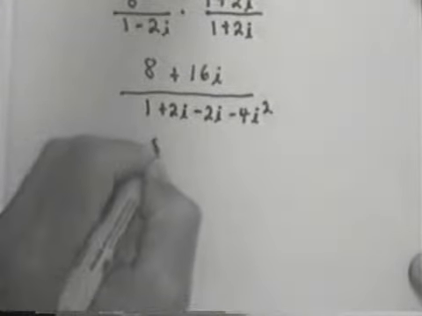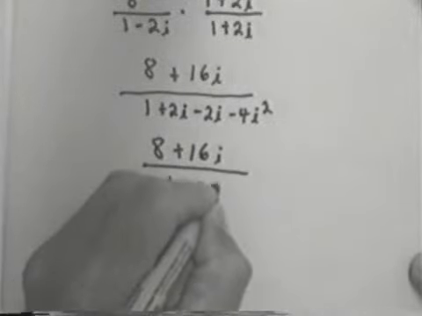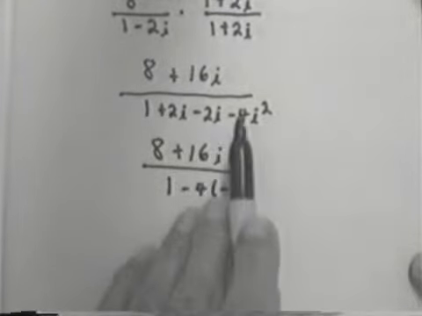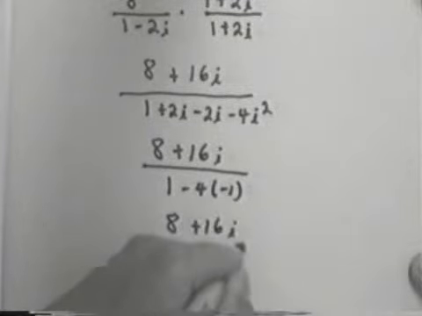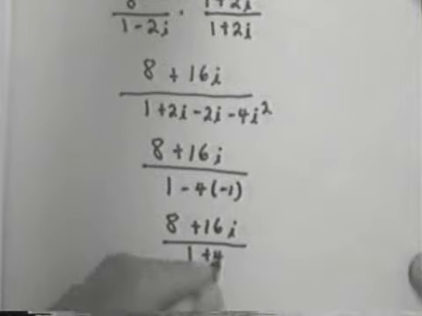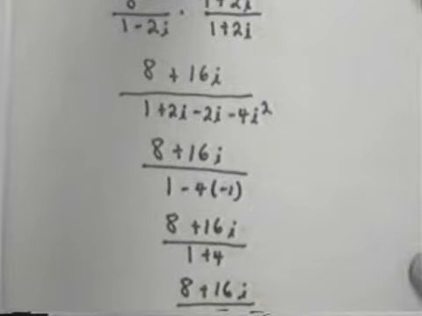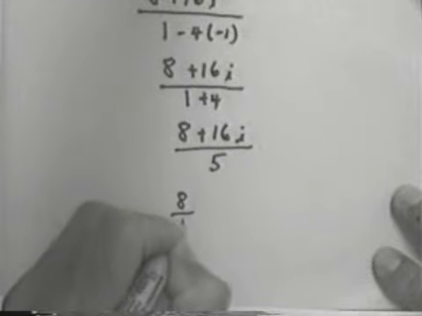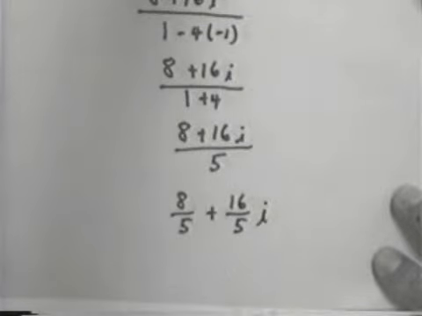Where I'm left with 8 plus 16i over 1 minus 4 times a negative 1. A positive 2i and a negative 2i gives 0, and I replace i squared by negative 1. So we have 8 plus 16i over 1 plus 4, 8 plus 16i over 5. Or I can now write it in the final answer form as 8/5 plus 16/5 i when I distribute my division over the addition.